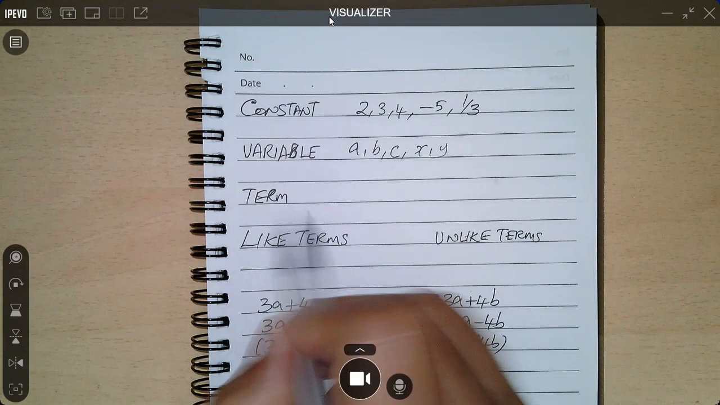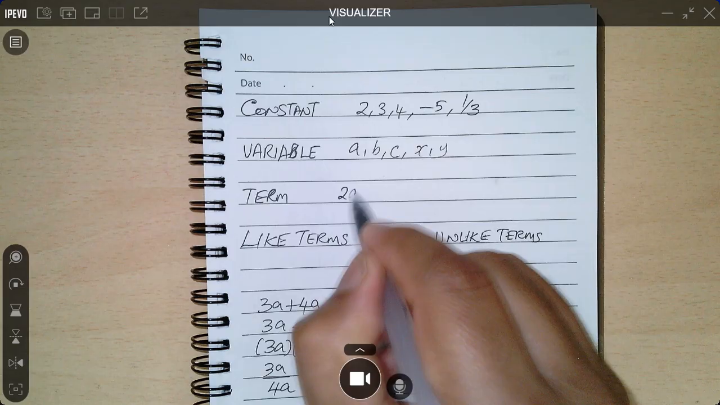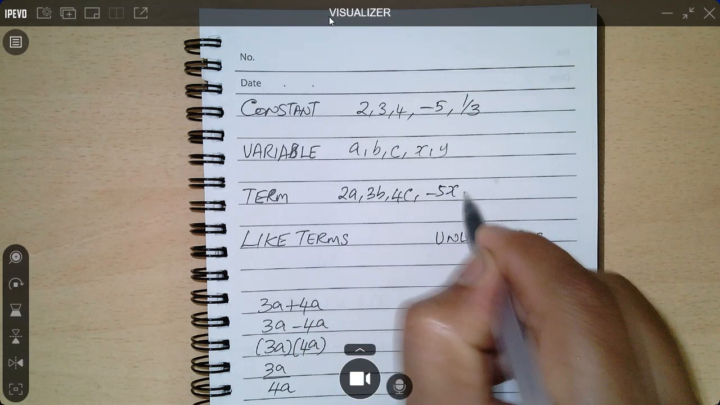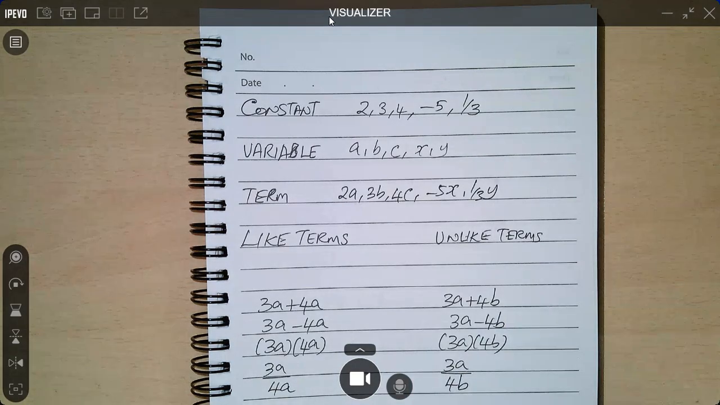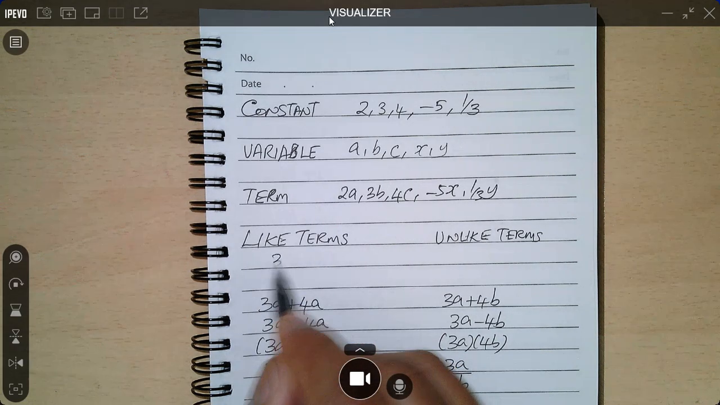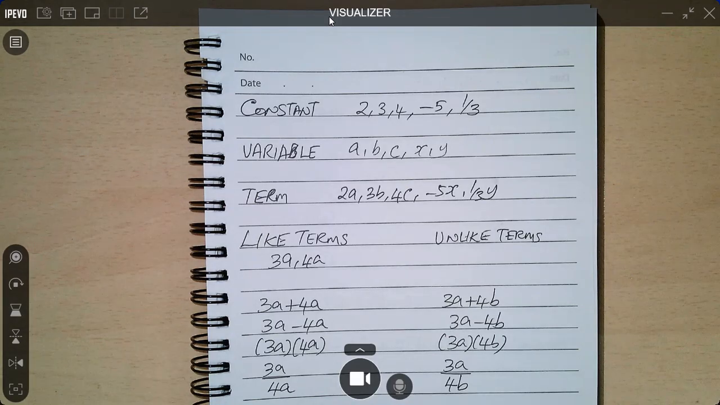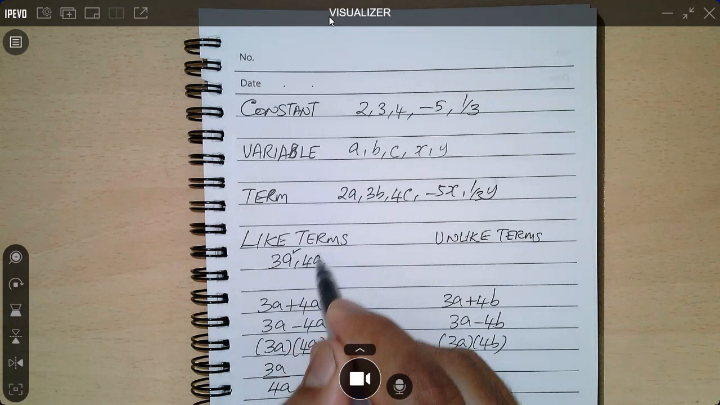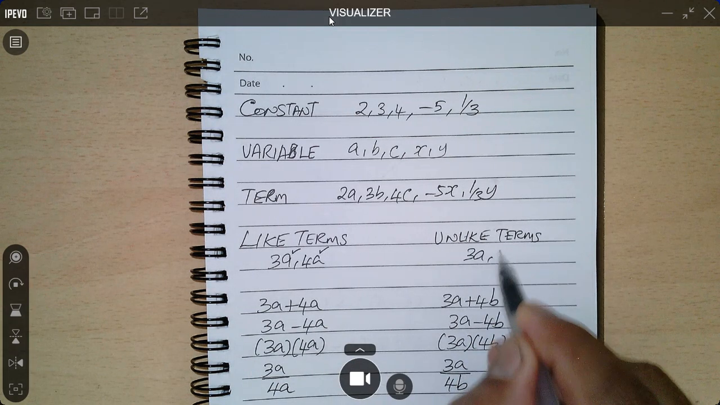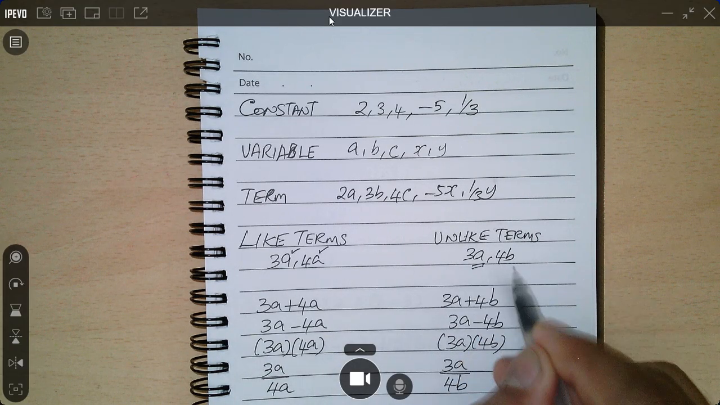What is a term? To tell you simply, it is a combination of a constant and a variable. What is a like term? If I write down 3a and 4a, these two are known as like terms. Why like terms? Because they have the same variable. 3a and 4b are unlike terms. The variables are different.